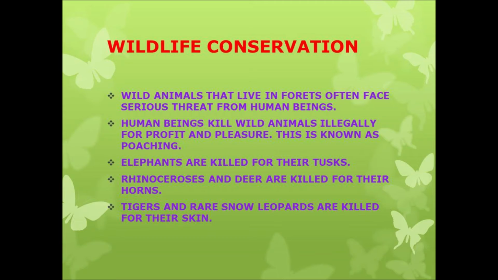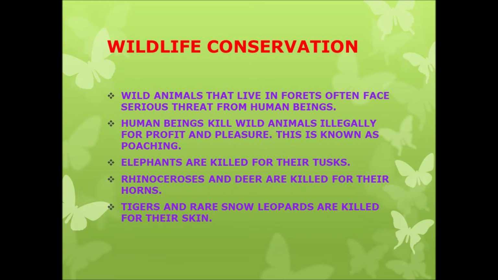Wild animals that live in forests often face serious threats from human beings. We all know that human beings often threaten these animals in the forest. Human beings kill wild animals illegally for profit and pleasure. So they kill these animals for their own profit and pleasure. This is known as poaching. So we already said that the killing of animals is called poaching. Is it clear, children?